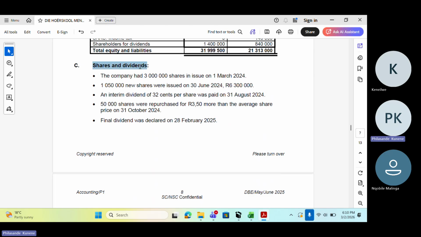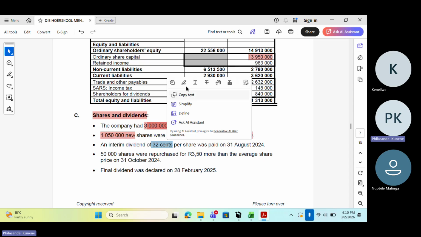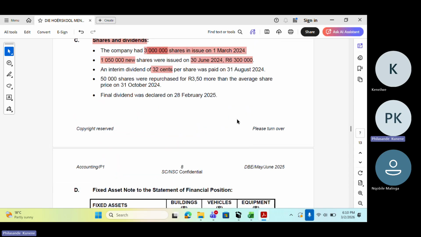Number C, shares and dividends. The company had 3 million shares in issue on 1 March 2024. These are the shares that have been issued at the beginning of the year. So which means this ordinary share capital that is sitting in the balance sheet corresponds with these 3 million shares that were in issue. And then 1,050,000 new shares were issued on 30 June 2024, and the price is 6,300,000 rand. So you can calculate the price per share. An interim dividend of 32 cents per share was paid on 31 August 2024.